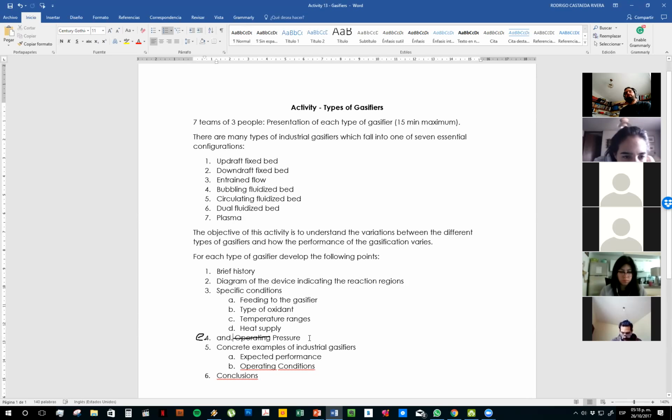And then you have to give concrete examples in the industrial gasifiers, okay? What performance are expected, and what operation condition they use, and what they use the CO and the hydrogen produced to, right? And a conclusion, okay? So that, as I said, we're going to do it next class. You can start thinking about it if you want to, but I know that you are having other stuff in your mind right now. So that is the activity, and that was the class about gasification.